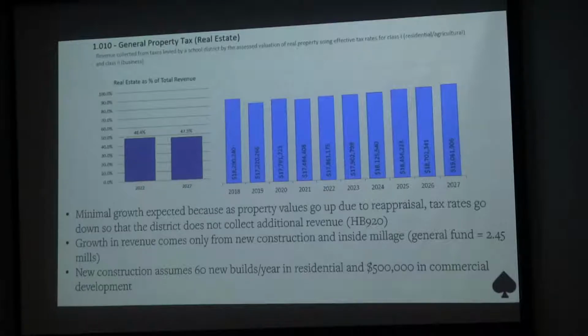As far as new construction assumptions, we talked about the 60 new builds for residential development and where that number is coming from. As far as the commercial side, we have our history to go on, which has been all over the place because the total amount of commercial value that we have in the district is so small. Any change there really skews the history. So 500,000 is about in alignment with historical trends.